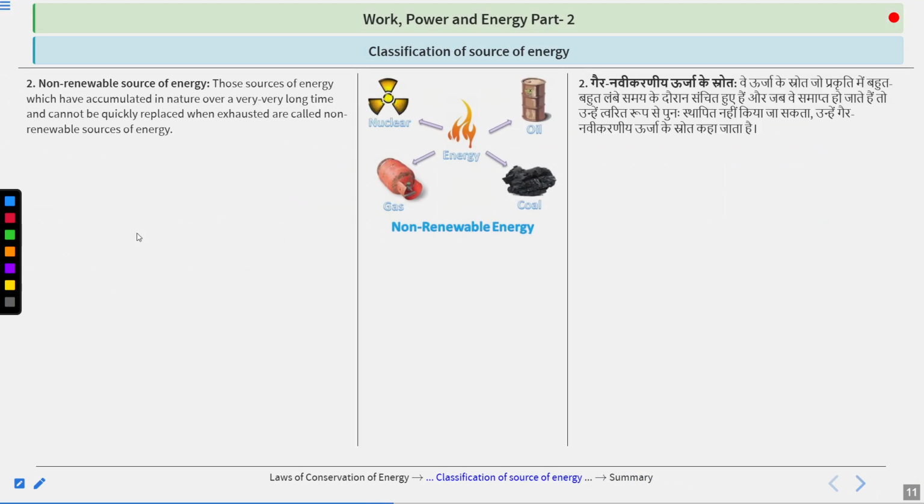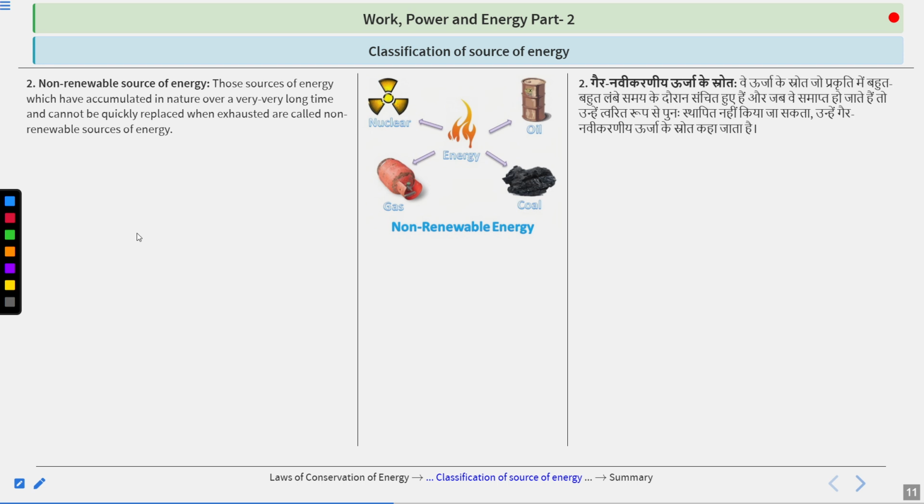Thereafter, we have the non-renewable sources of energy. Those sources of energy which have accumulated in nature over a very long time and couldn't be quickly replaced when exhausted are called the non-renewable sources of energy, which means the sources not produced naturally. These sources have been accumulated in nature over a very, very long duration of processing. These are known as the non-renewable sources of energy.